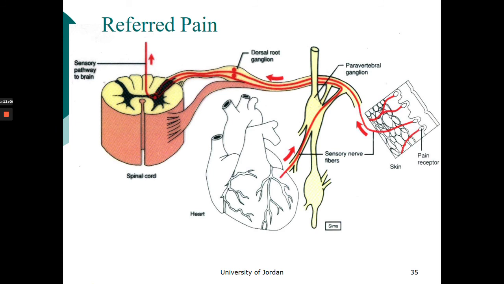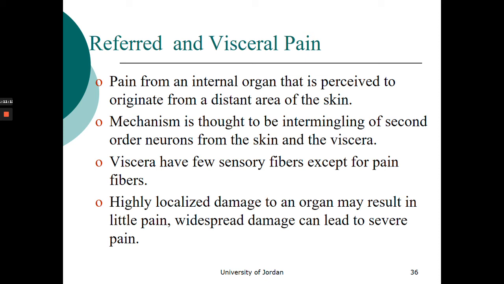Now, referred pain is visceral pain from the internal organs that is perceived to originate from a distant area of the skin, because the skin has a representation in the cerebral cortex. The mechanism is thought to be intermingling of second order neurons from the skin and the viscera. So the second order neuron here synapses with the autonomic fibers that are coming from the viscera, and the somatic fibers that are coming from the skin. Viscera have few sensory fibers except for pain. Even for pain, they have few sensory fibers.